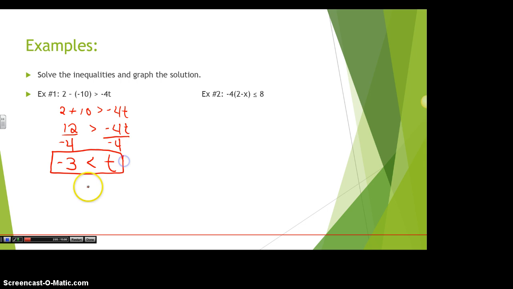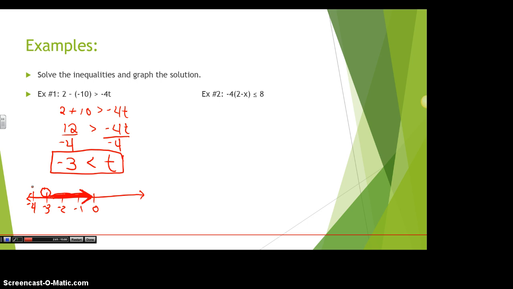So now we have to graph. I have my number line: 0, negative 1, negative 2. So if negative 3 is less than t, I'm going to have an open circle at negative 3. T is greater than negative 3, so I'm going to shade to the right. And that'll be my final answer for example number 1.